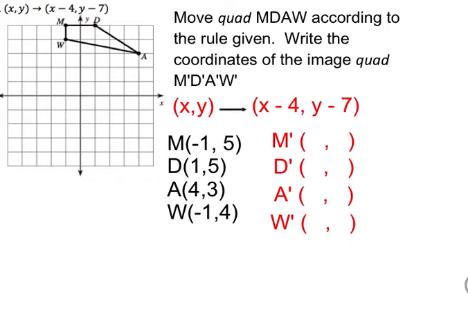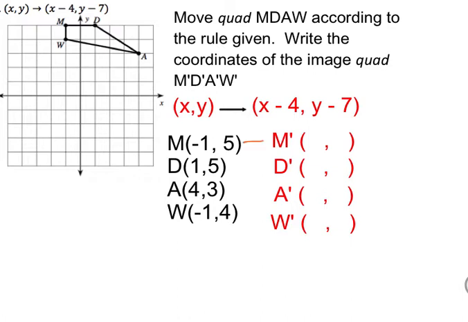Next, let's just look at an example. This does not need to go into your notes. xy becomes x minus 4, y minus 7. Move quadrilateral MDAW according to the rule given. Write the coordinates of the new image, quadrilateral M prime, D prime, A prime, W prime. So primes are used to indicate the new shape.